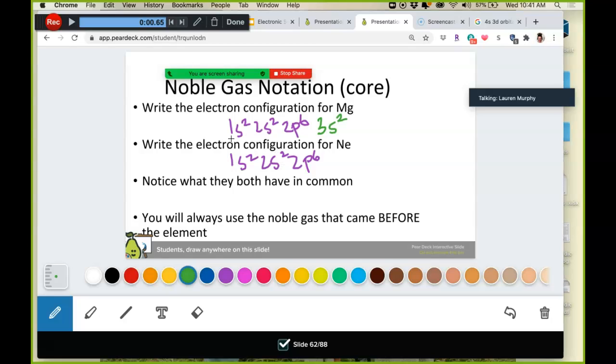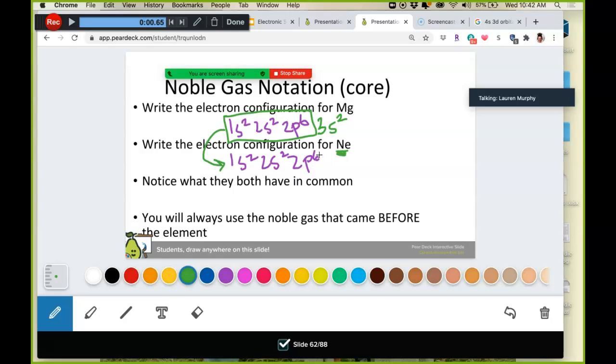All right, so here's the electron configuration for magnesium, and here's the electron configuration for neon. If you notice, the electron configuration up to here is identical to the electron configuration for neon. Now, neon is a noble gas. I had a great question last period: why can't I use any other element? Well, because this is called noble gas notation, so you must use a noble gas for this.